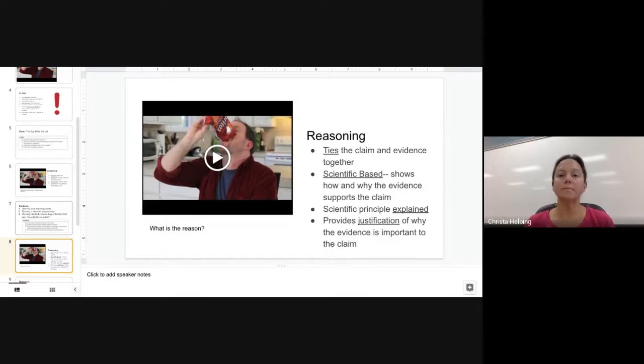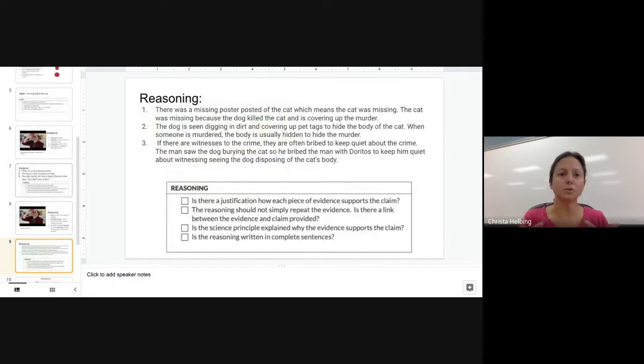Oftentimes there's a scientific basis. This is the scientific support or reasoning. In this one, we are not going to have that scientific support or reasoning. Here, we're just going to have that justification. Why are those evidences supporting that specific claim? So let's take a look at this. So the first piece of evidence was seeing the poster. So how does that poster link to the dog killing the cat? So there's a missing poster, which means the cat is missing. So we know the cat is gone. And so the cat was missing because the dog killed the cat, right?